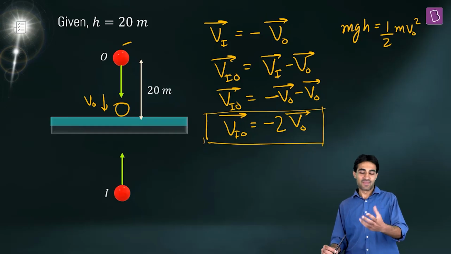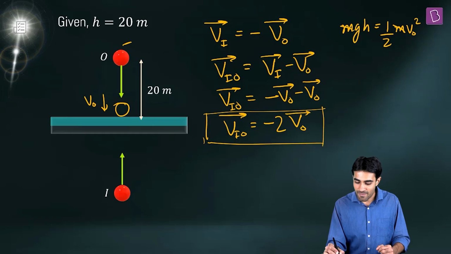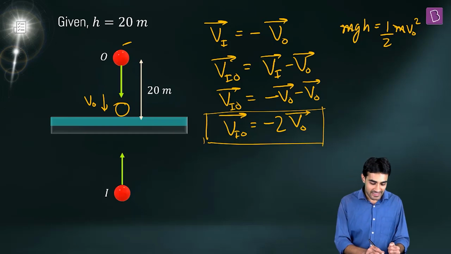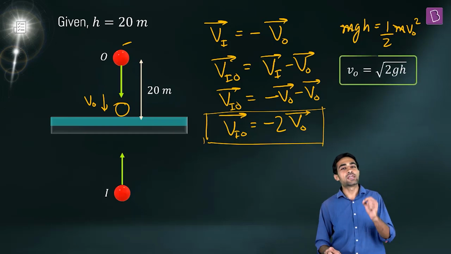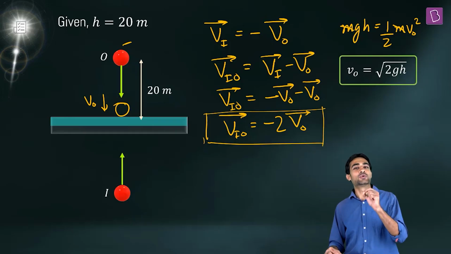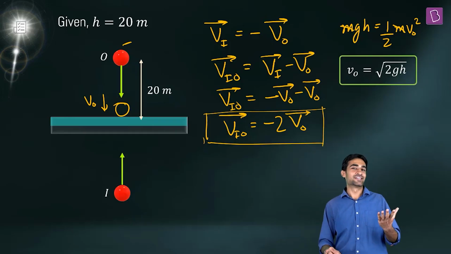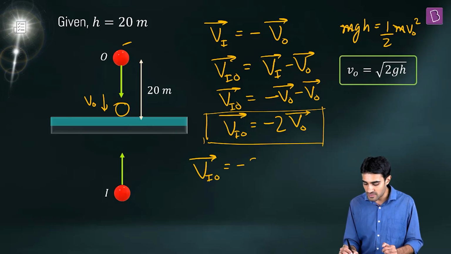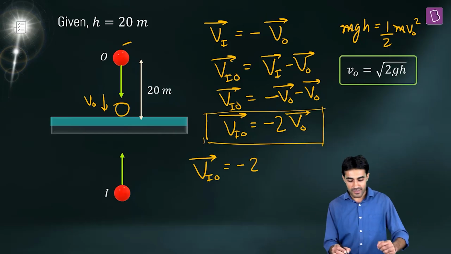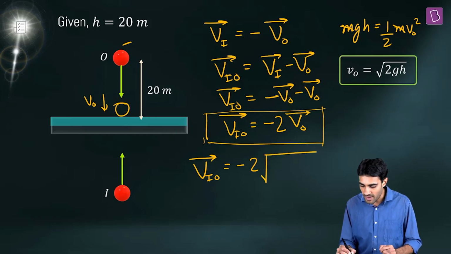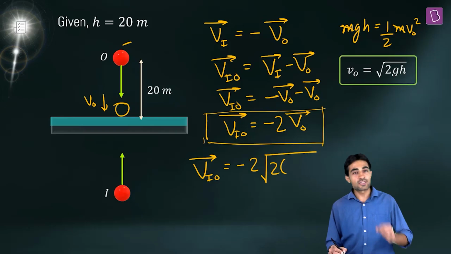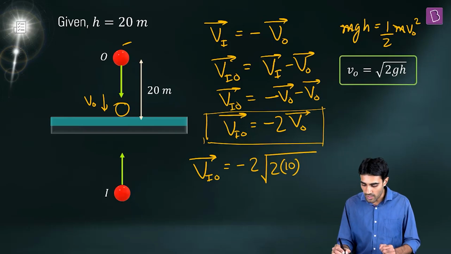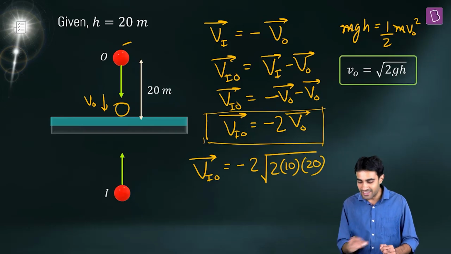And you can see m cancels out, and you can see what is the value of v naught. It is under root 2gh, right? Right. So, velocity of the image with respect to object is minus 2 times velocity of the object. And velocity of the object is nothing but under root 2. What is g? g is 10. What is h? h is 20.